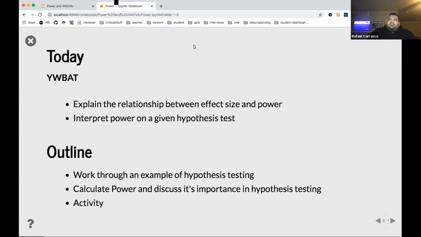And so that's what today's all about. By the end of this, you should be able to explain the relationship between effect size and power. You should be able to interpret power on a given hypothesis test, or rather maybe a scenario, maybe not a test, but at least the scenario that you're testing.